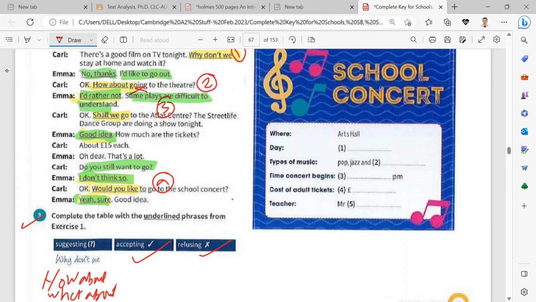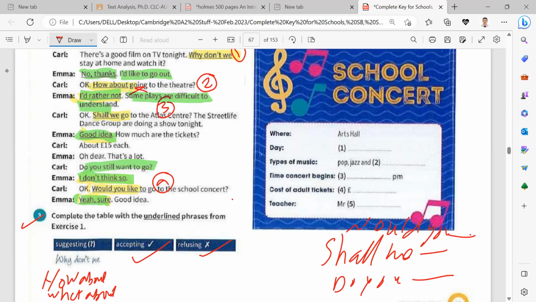The next one. Shall we go? Yes, shall we? Shall we go? Only shall we? Do you still want to go? Do you still want to? Or would you like to undertake the activity?